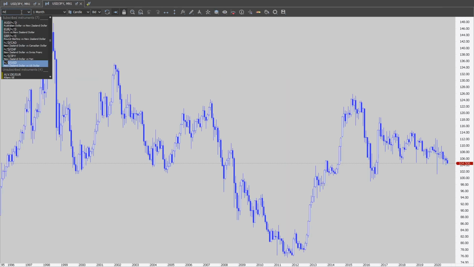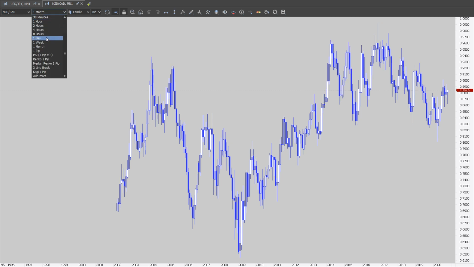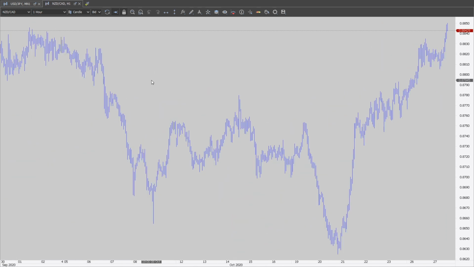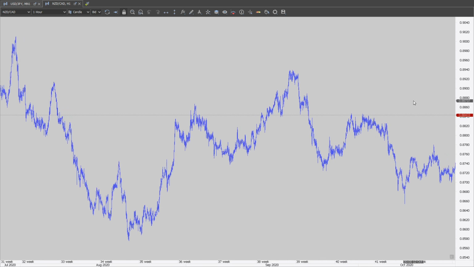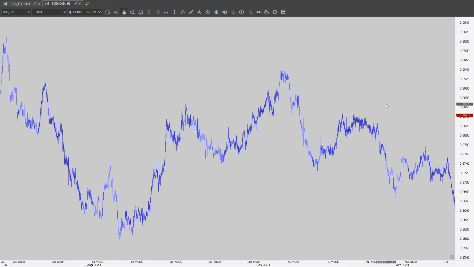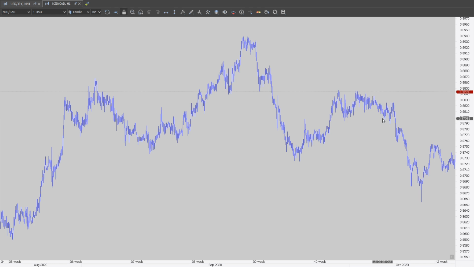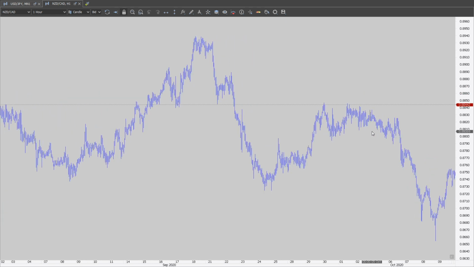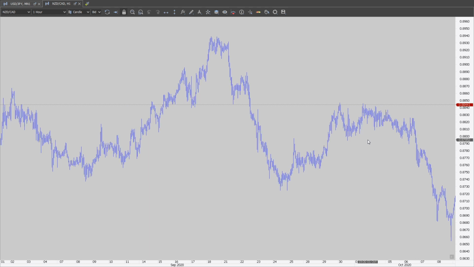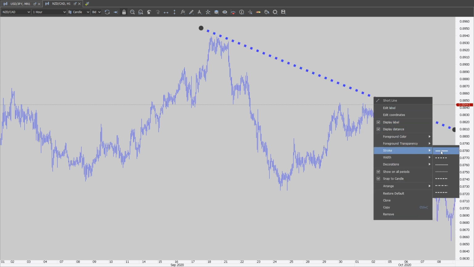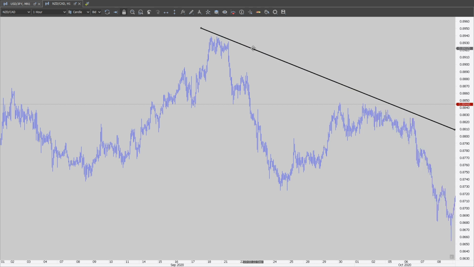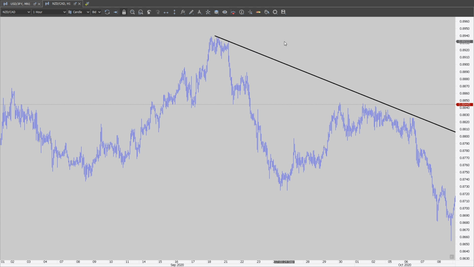And NZD CAD 1 hour chart. Let's compress the chart. NZD CAD 1 hour chart. Okay, we are here, everybody. You don't need more data, you don't need the higher time frame, you don't need structure. You need to understand how to use trend lines and how they work on every time frame.